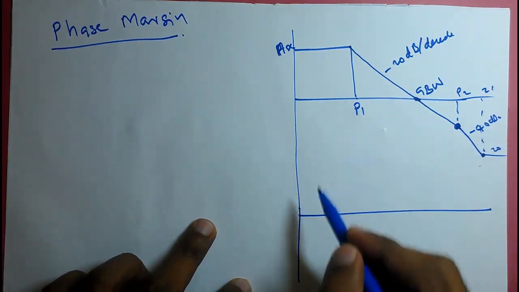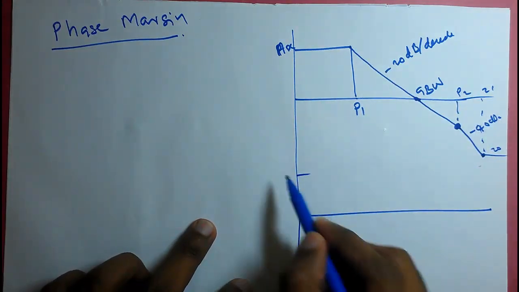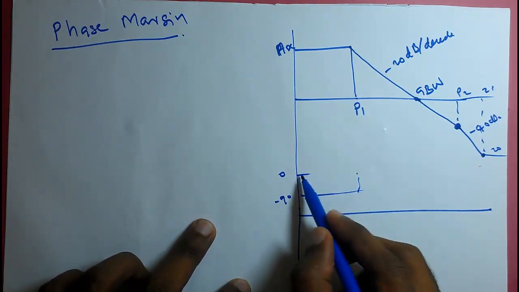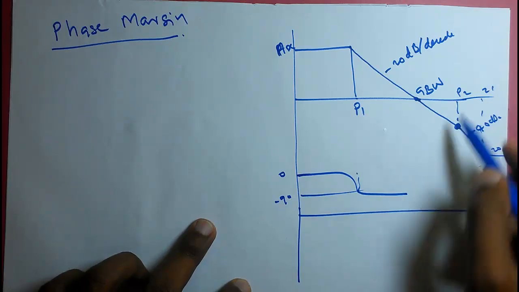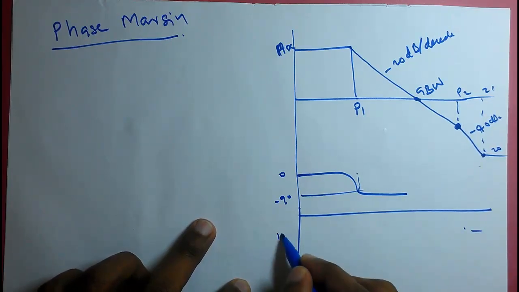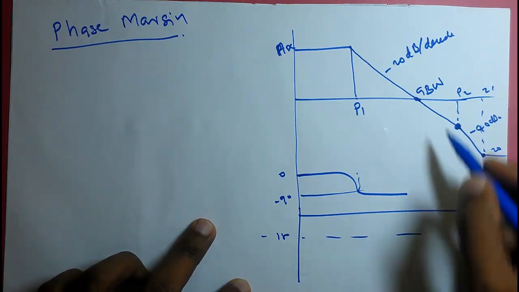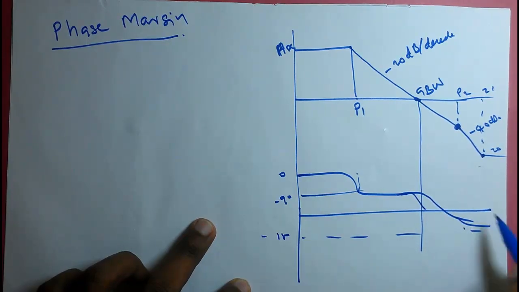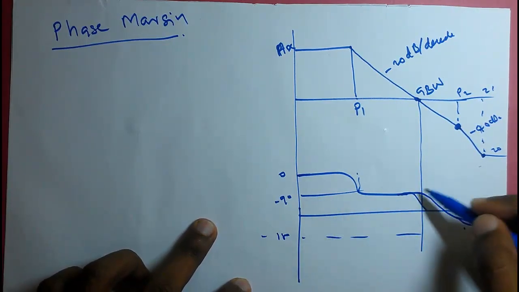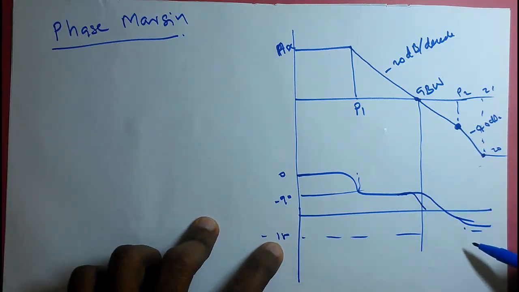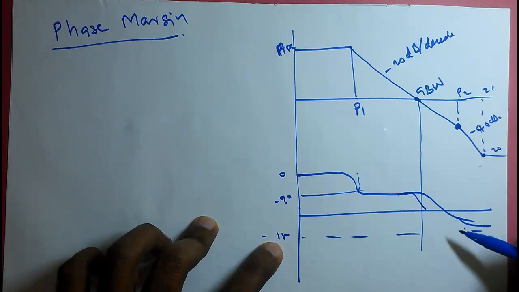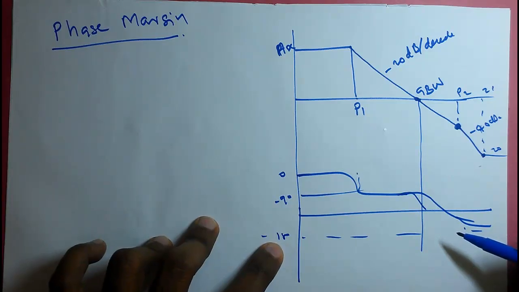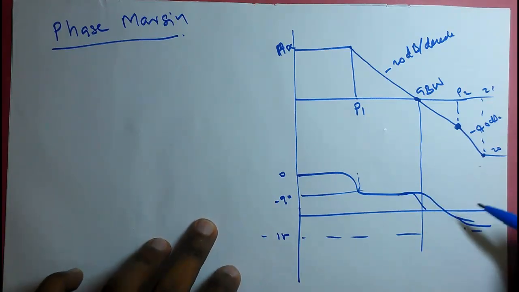And the phase plot, we assume initially it is starting from 0. At the first pole we have a minus 90 degree phase difference, and at P2 we will have minus 180 degree. So at the gain bandwidth product, it will be between 90 and 180. If it is very close to 180, our phase margin will be very small. If the margin is less than 45 degrees, that is not acceptable. Generally we prefer a 60 degree phase margin. Those things we already discussed.